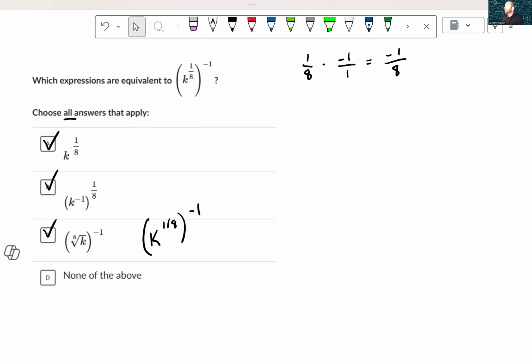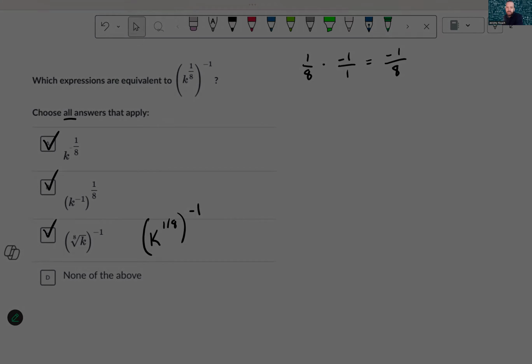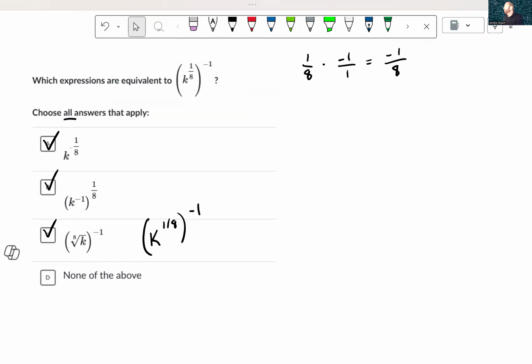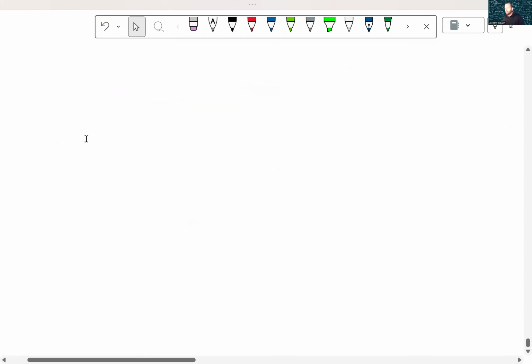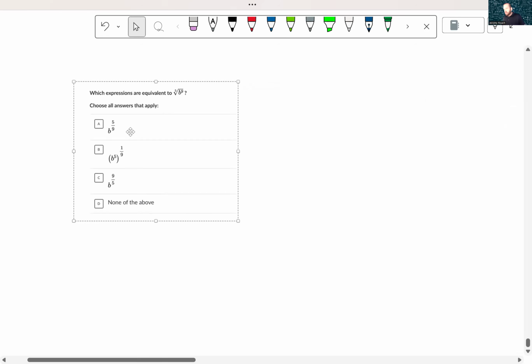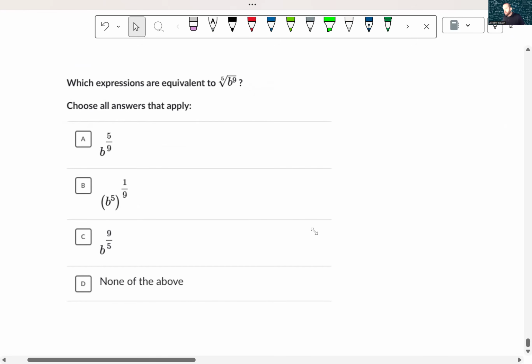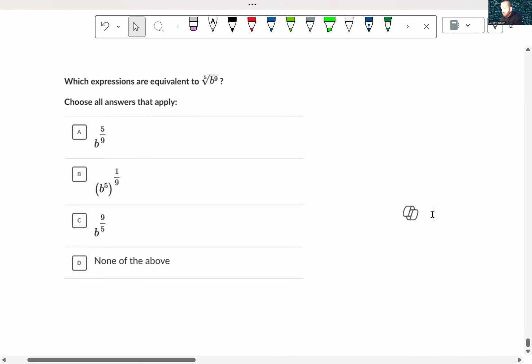Okay, this next one says kind of the same thing. It says choose all the answers that apply. And this one is the 5th root of b raised to the power of 9. Okay, so b raised to the power of 9, let's start by solving it first. So b to the 9/5 is what we're looking for. So not A. I'm going to put an X next to it, not A.